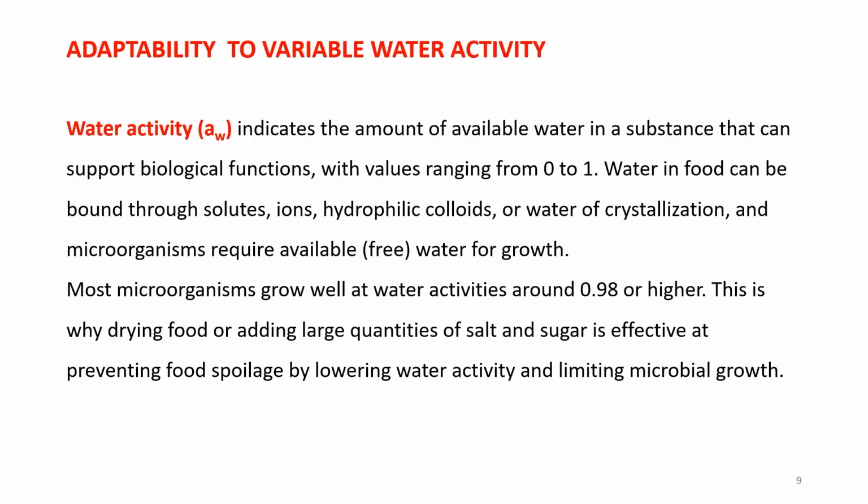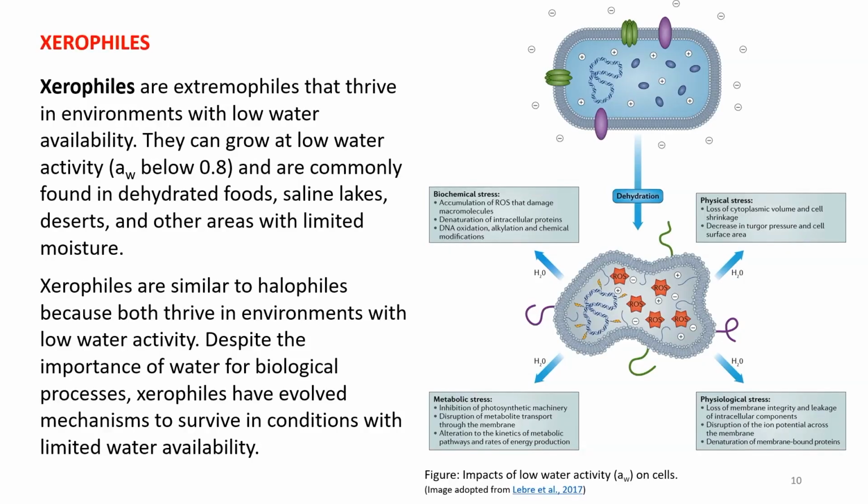Most microorganisms grow well at water activities around 1 or 0.8. This is why drying food or adding large quantities of salt and sugar is effective at preventing food spoilage, by lowering water activity and limiting microbial growth.